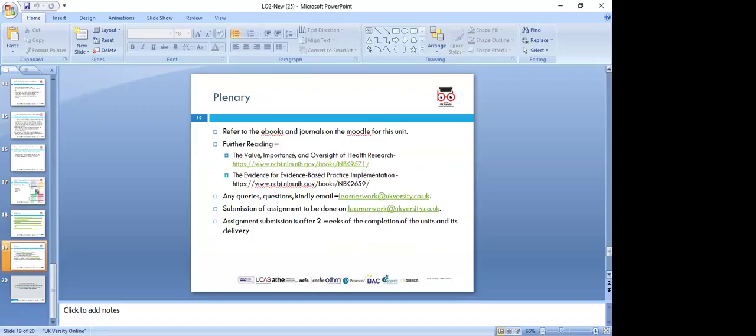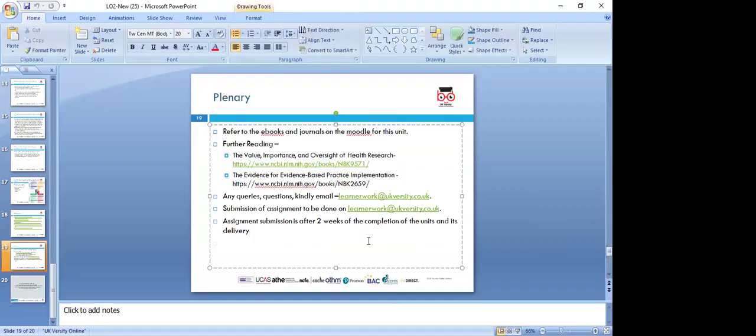Okay, so today we've looked into the value, the importance and oversight of health research, and the evidence-based practice implementation, very, very important. So these are the things that we have looked into. And if you have any questions at all, you can email them to the learner at ukvarsity.co.uk.